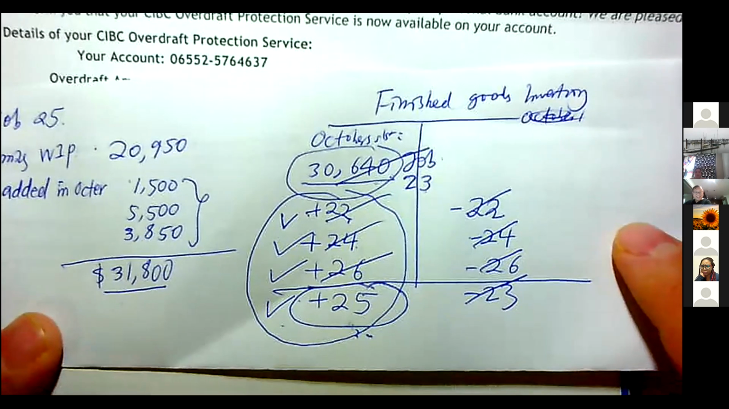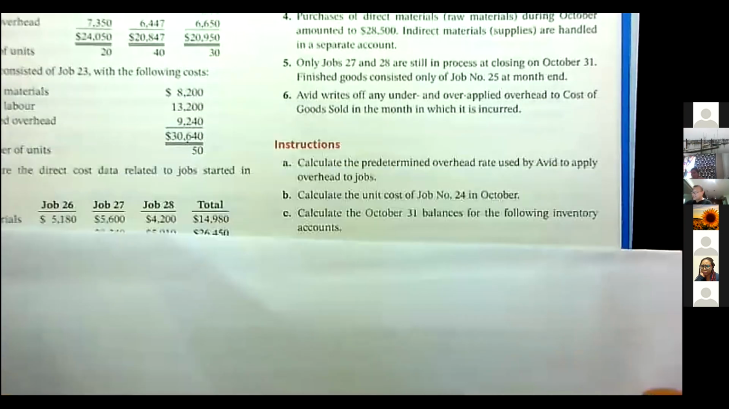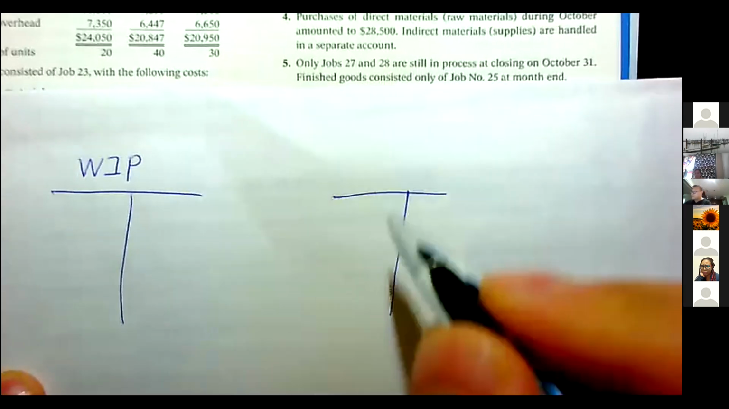Remember, I'm going to show you here. You have work in process inventory, and you have finished goods.